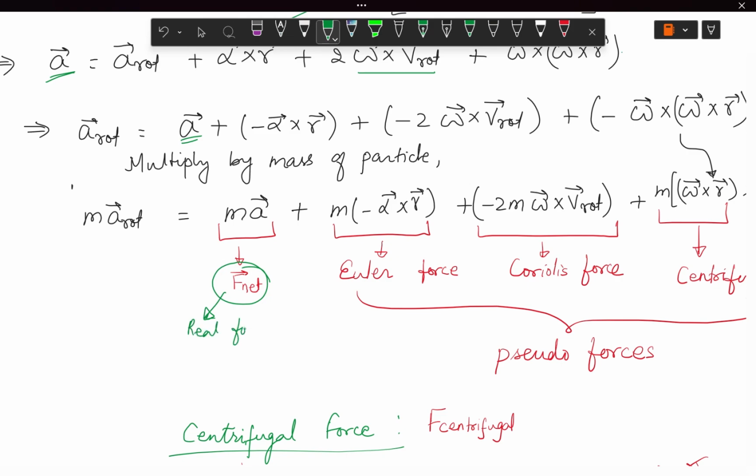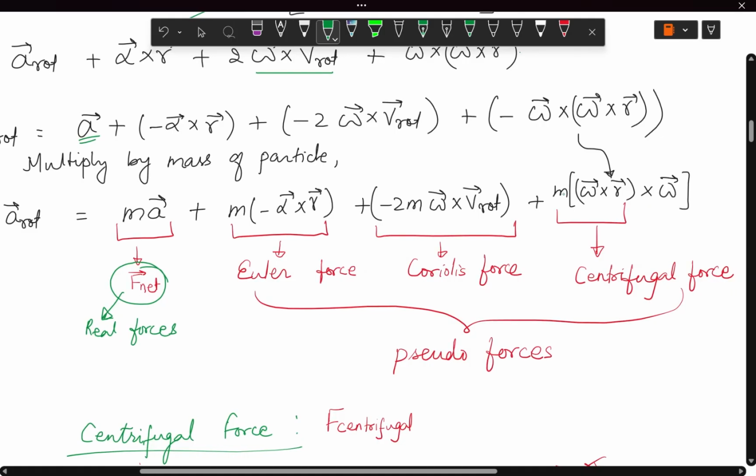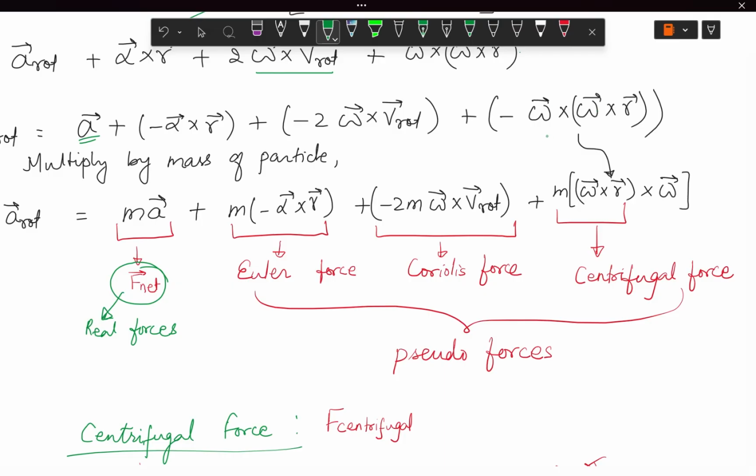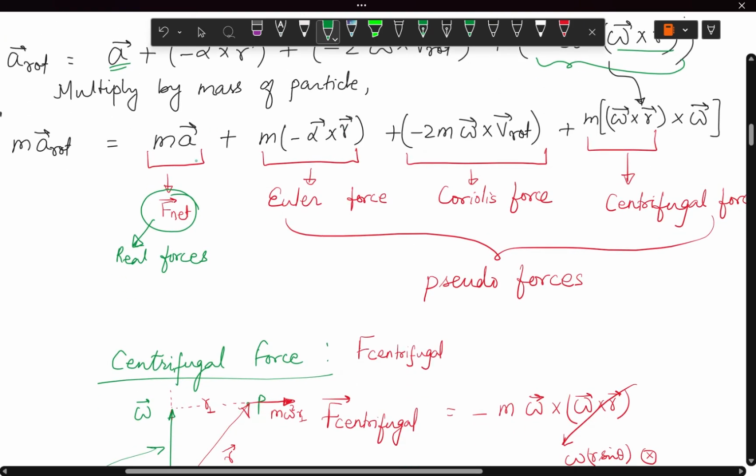So the net real forces are equal to mass times acceleration in the K frame, in the inertial frame. Okay, and then mass times this quantity, minus m alpha cross R, and then again mass we have multiplied, becomes minus 2m omega cross VROT, and then we have over here plus m times, I have used A cross B is equal to minus B cross A, like that. So I have taken this to this side and this one to the right side. So here different forces are there, right? So this is the real forces.